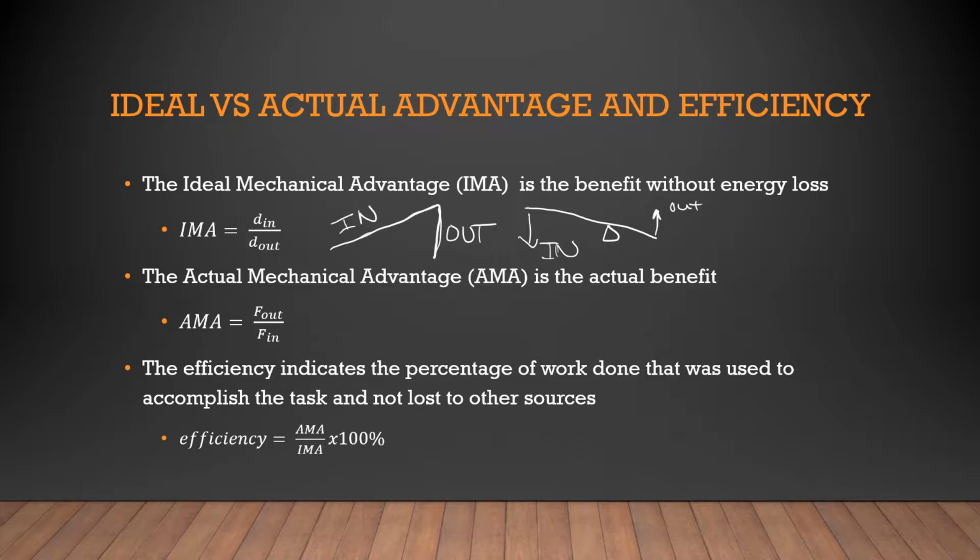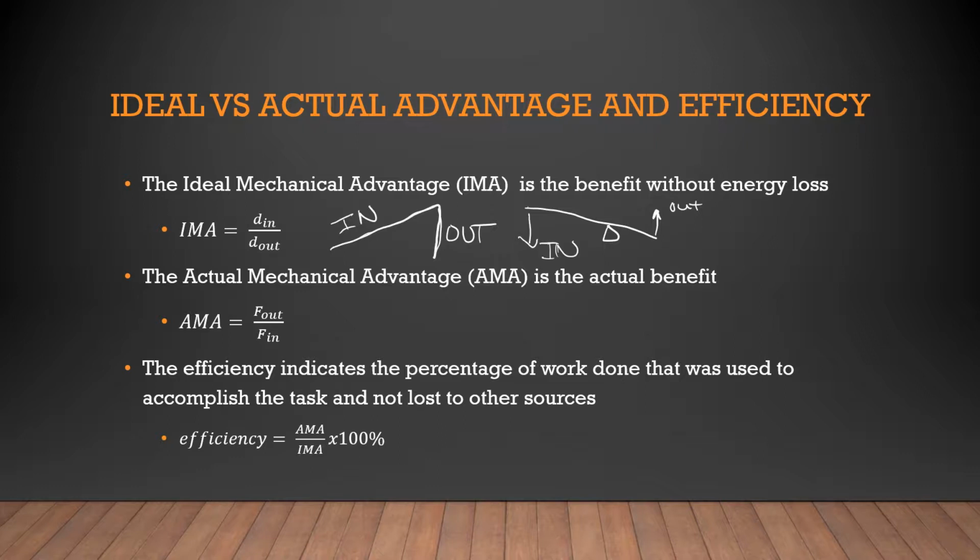Okay? For a pulley, it's pretty simple. It's basically whatever force you're putting into it. It's going to be how far the pulley moves, or how far the string moves, versus how far the object goes up in the air. So that's the ideal world. Real world, we have friction.